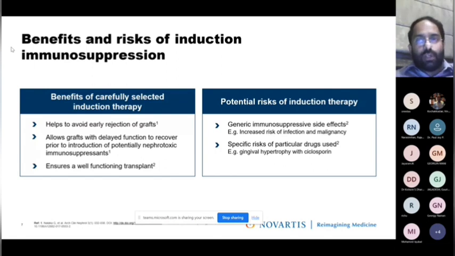Now, the risk associated with induction therapy is the generic side effects of all immunosuppression, like increased risk of infection as well as malignancy in the long term, and some specific risks of particular drugs, like gingival hypertrophy with cyclosporin. So there are risks associated with individual agents.